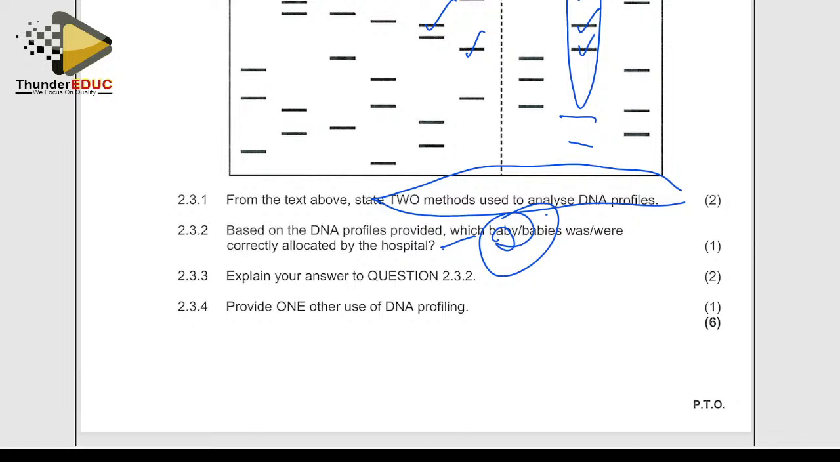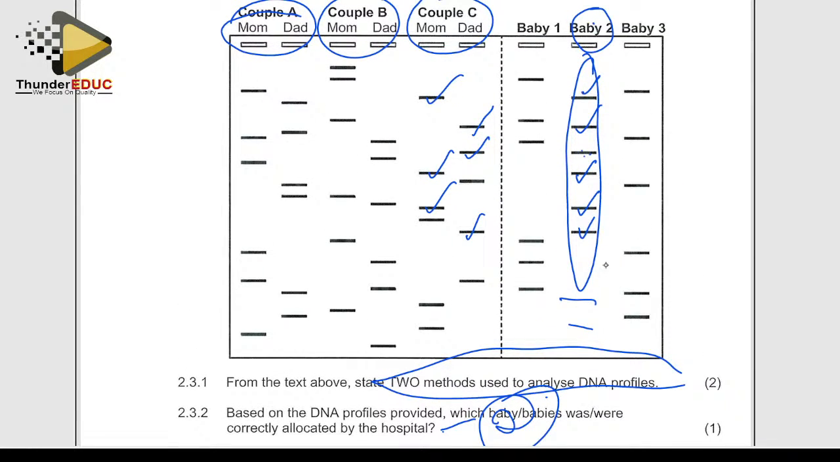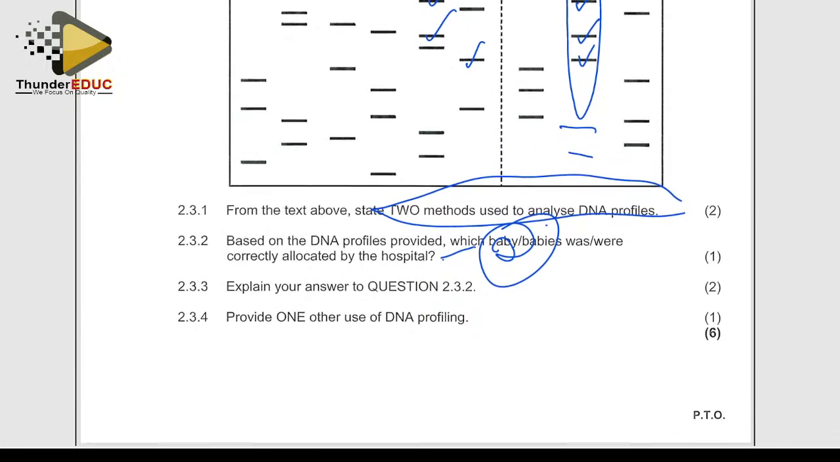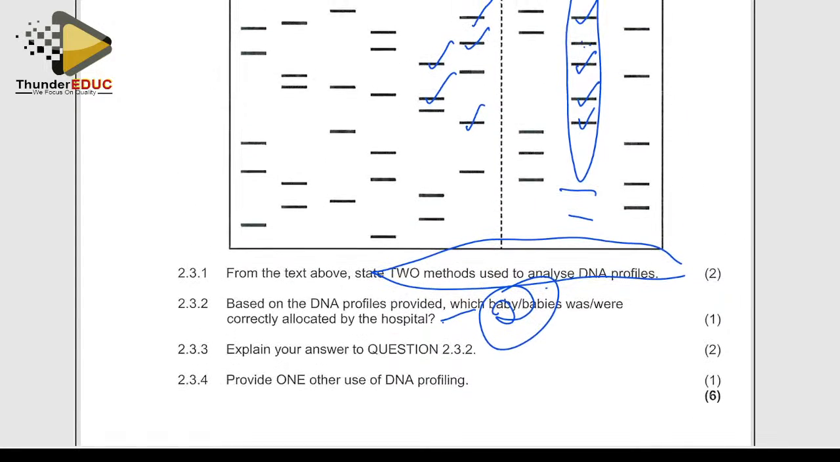Explain your answer. The answer is explaining that you see all these bars, they match with the father and mother, all of them. Or the bars which match with the mother, the remaining bars of the kid must match with the father. So that is it.